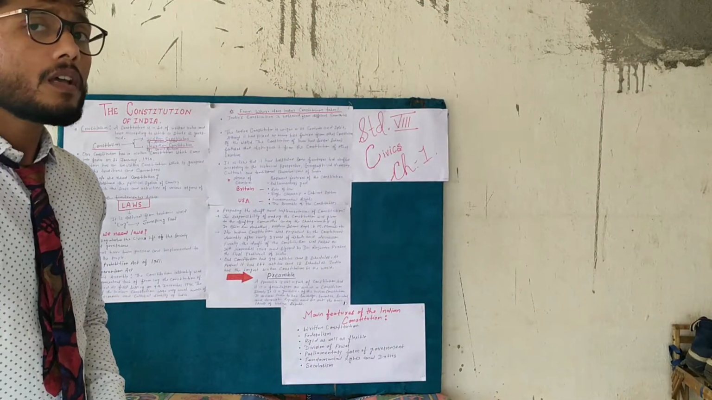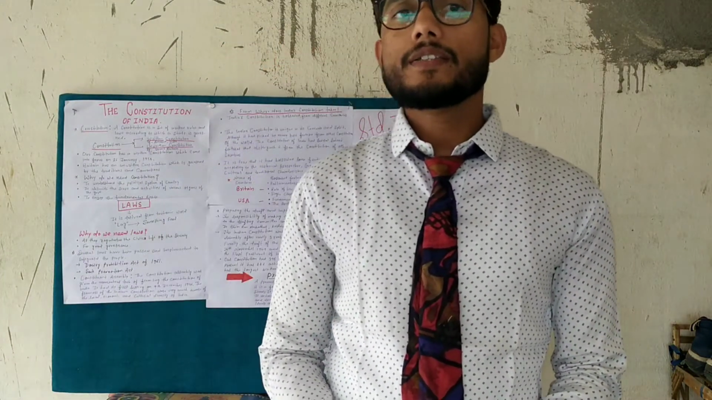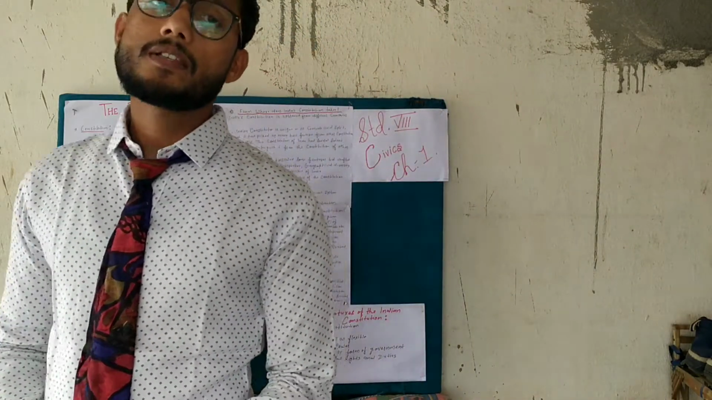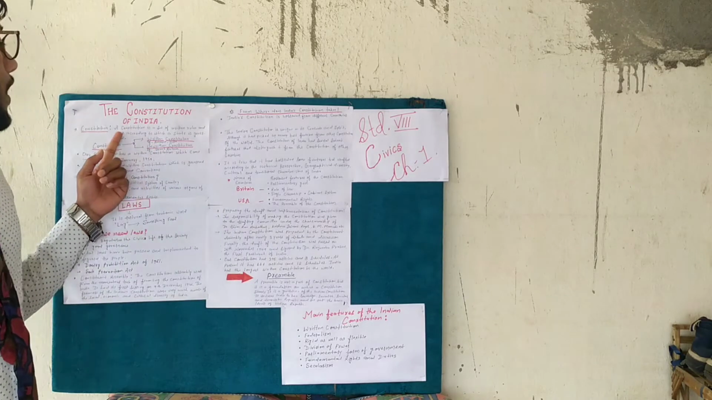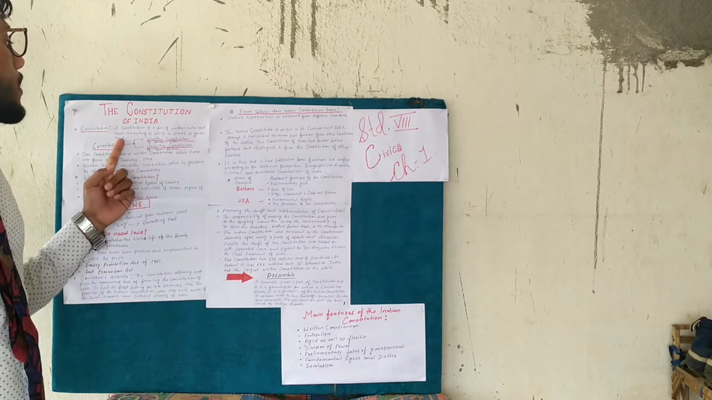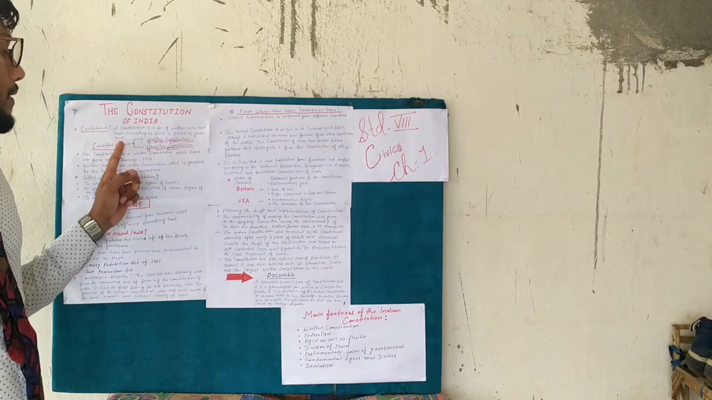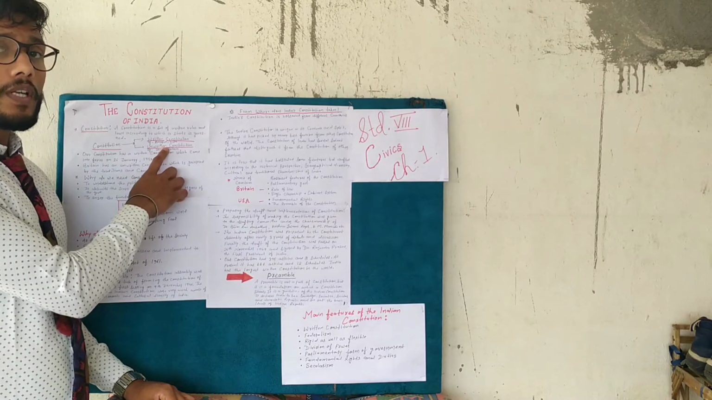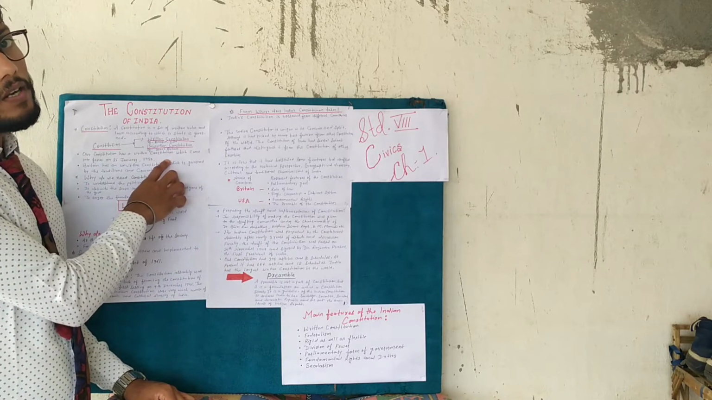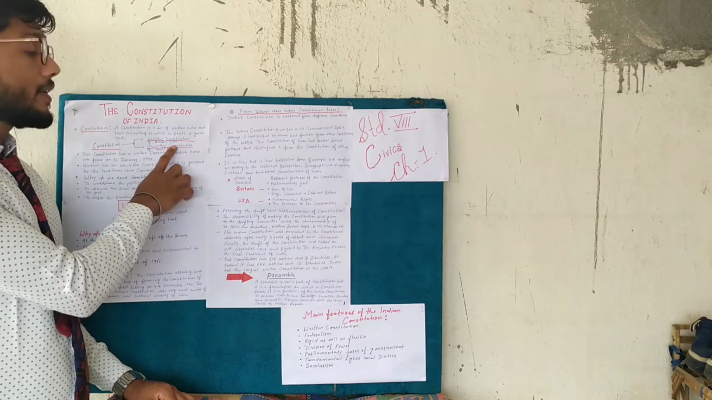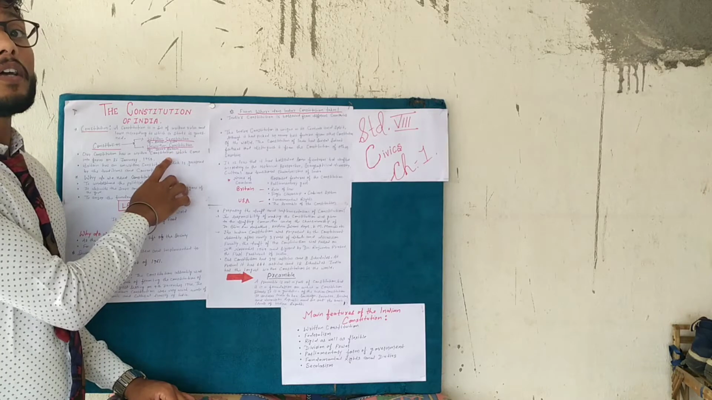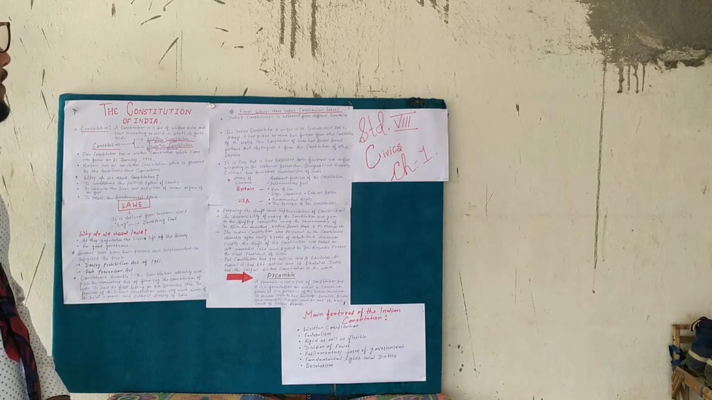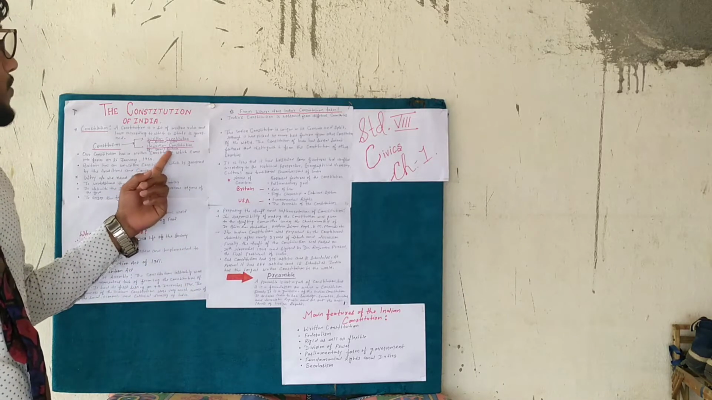Constitution means a set of written rules and regulations through which a country is governed. A constitution is a set of written rules, laws according to which a state is governed. There are mainly two types of constitution: written constitution and unwritten constitution. India follows a written constitution, and so does America. An unwritten constitution is followed by Britain.